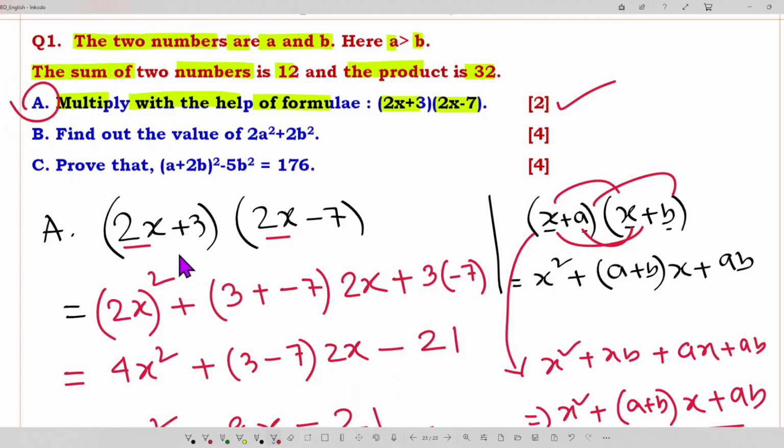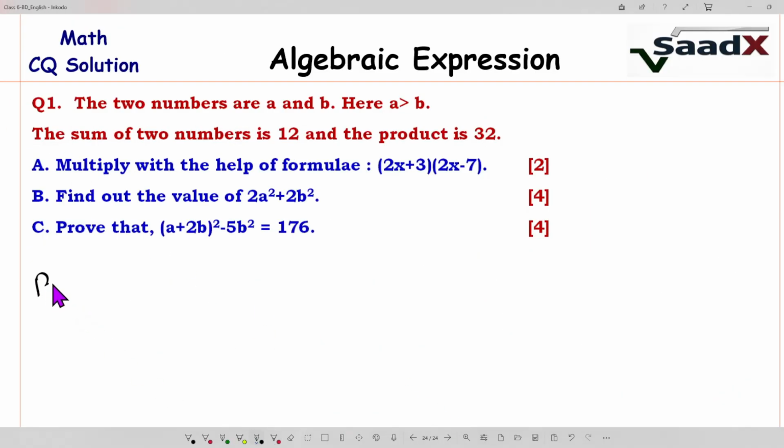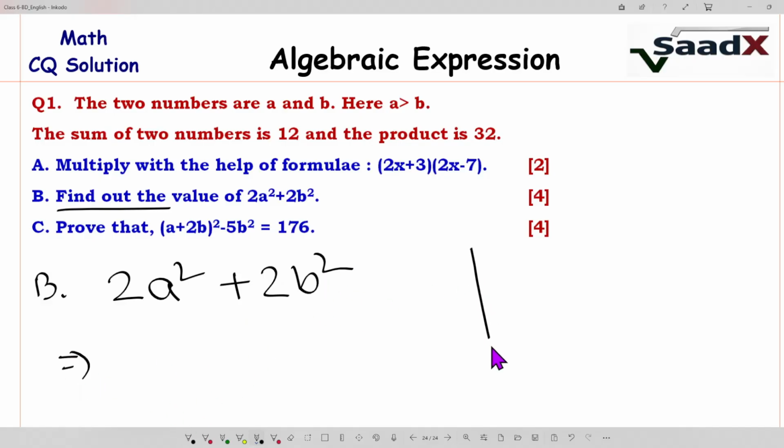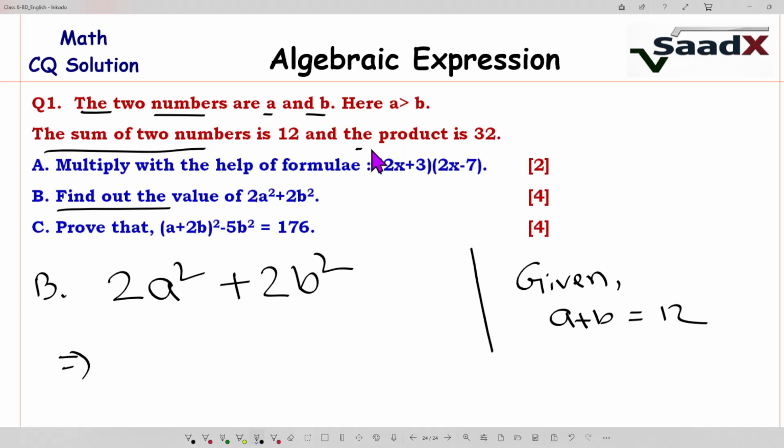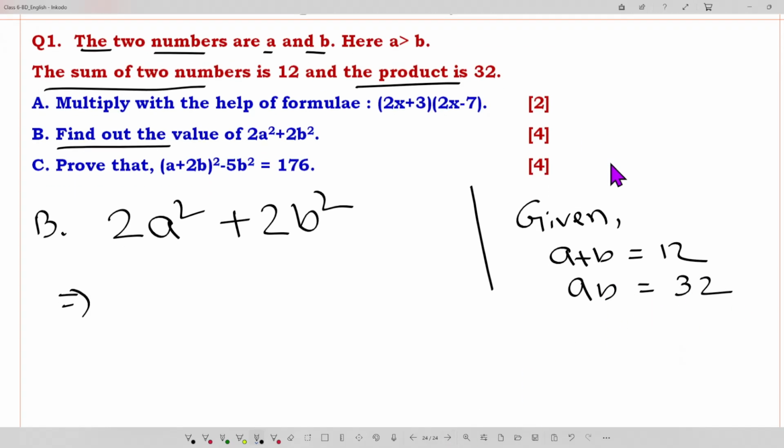So number A is done. Number B: find out the value of 2a square plus 2b square. So here it is given the two numbers are a and b. The sum of two numbers, it means a plus b is 12, and the product, it means ab, equals 32. So here we can take 2 common, so here will be a square plus b square.